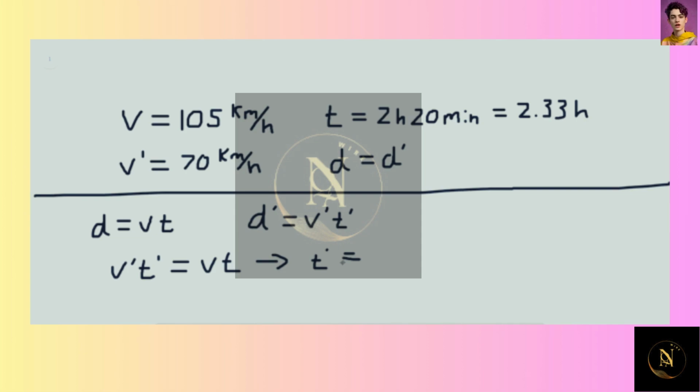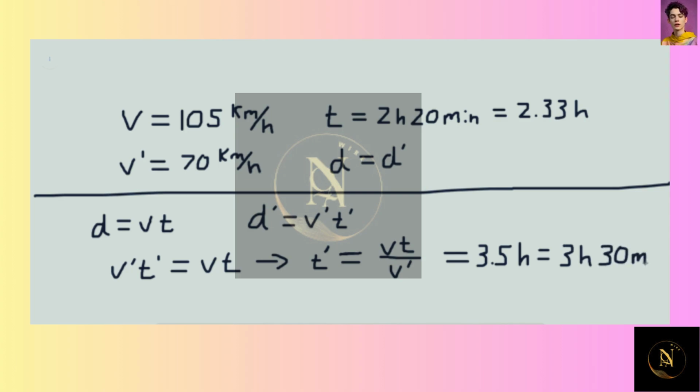let's draw that a little nicer. T prime is equal to the velocity times the time divided by the velocity on a slow day, v prime. Plugging in those values in this expression, we find that this is equal to 3.5 hours. But 3.5 hours is the same as 3 hours and 30 minutes. So we can write this as 3 hours and 30 minutes.